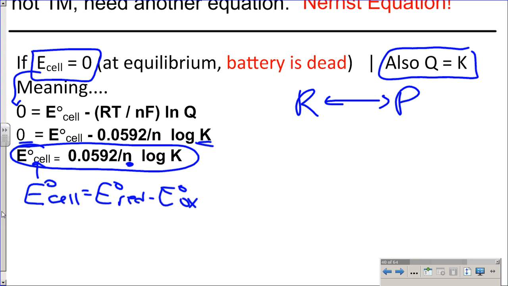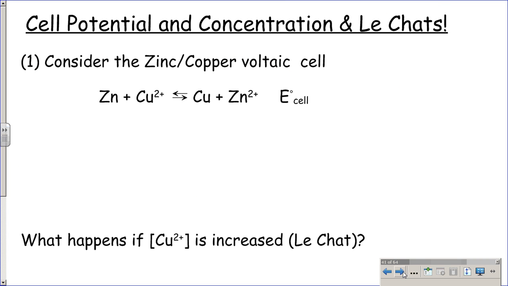That's not in our curriculum. We only have to do non-standard cells via concentration changes, but in the future when you go to big boy chemistry, then you can use the other one, okay? I just have to show you because I would feel really bad if you got to college and said, Miss Ellen never taught me this.